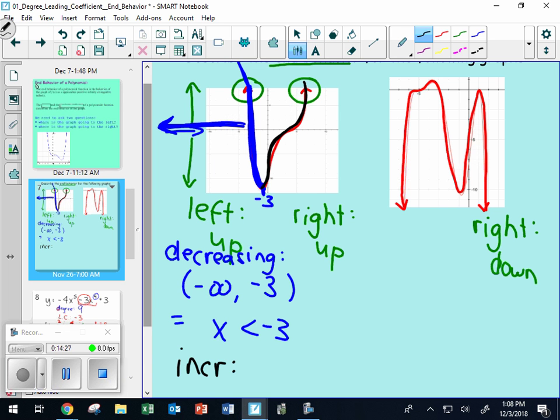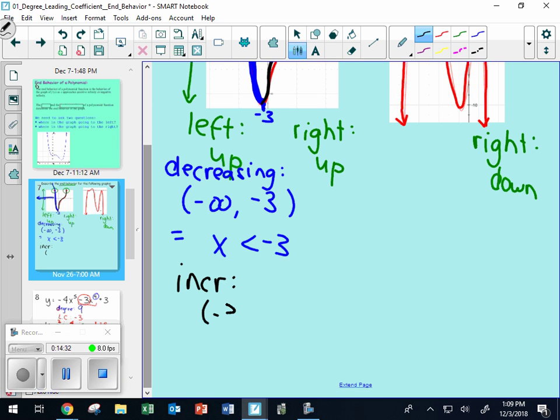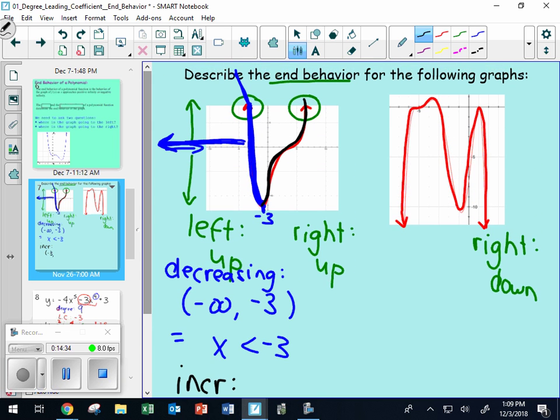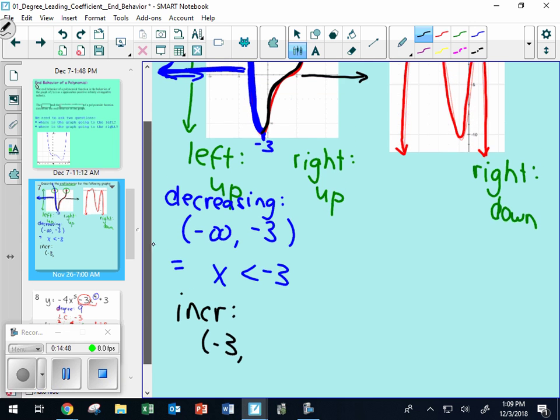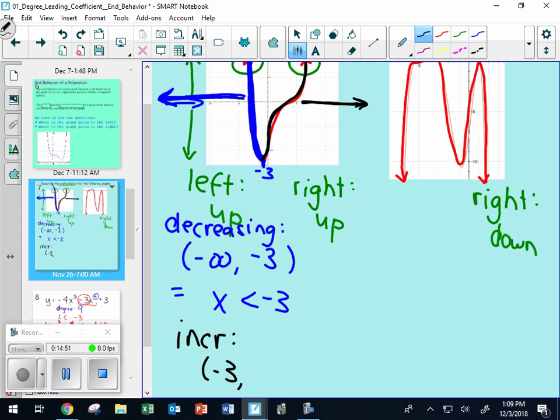So where will we start increasing? -3 indeed. And where will we stop increasing? Never, right? In terms of x values, do you ever run out of x values that you can put into your function? You do not. So since you can go forever in the positive x direction, you will end your increasing at infinity. Okay, this one is very confusing.